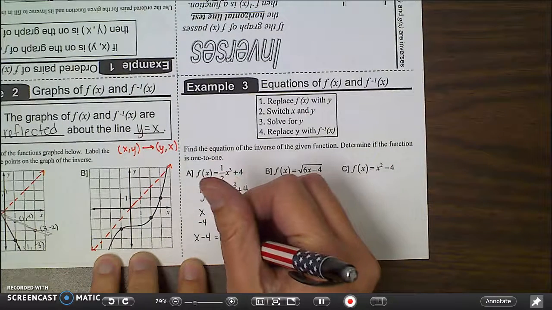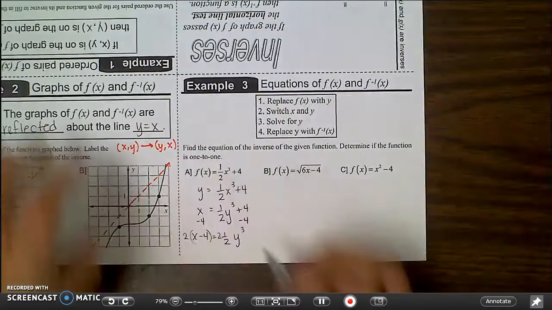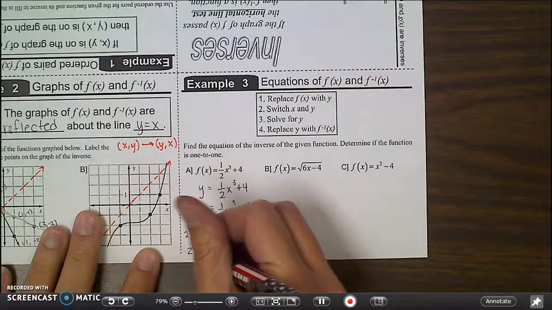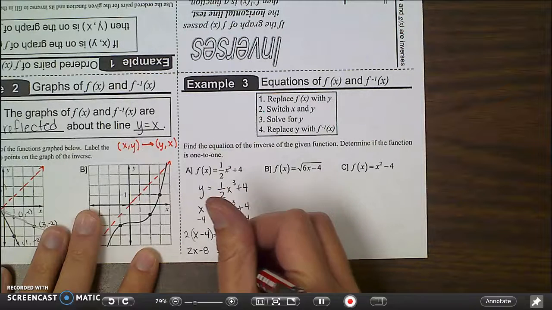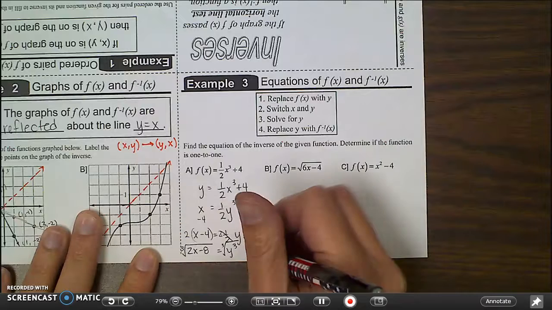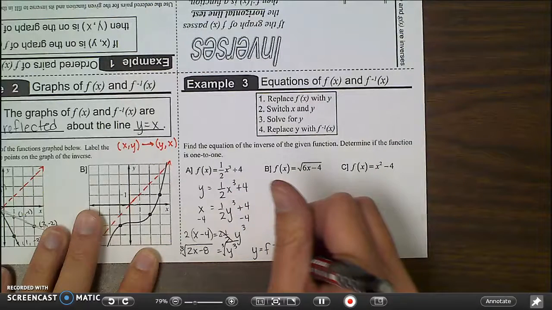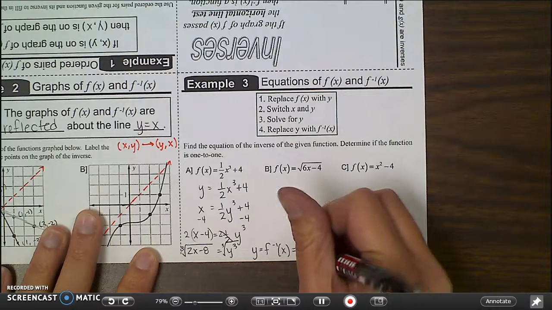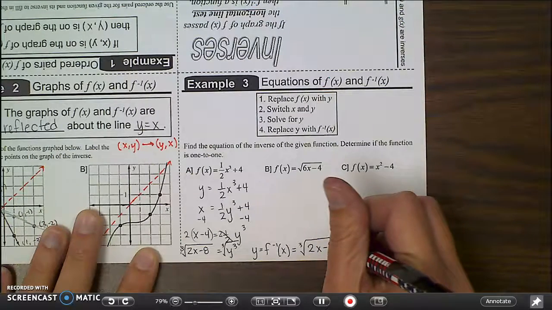Then I would have to times by 2 the whole thing. So we would have 2x minus 8 equals y to the third, and then we would cube root. So y, or the f inverse function of x, is equal to the cube root of 2x minus 8.